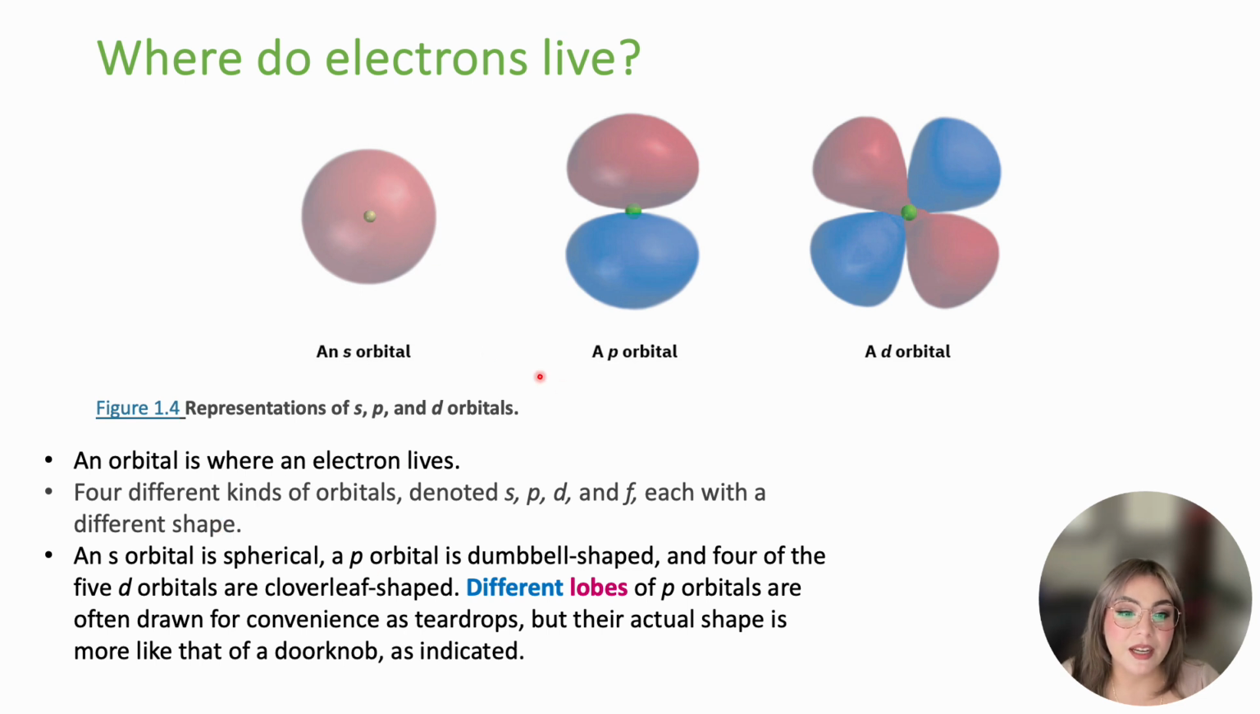So we have 4 different kinds: S, P, D. There's more, F, but that one gets kind of really complicated. P's we like to think of as a dumbbell shape, and then D orbitals are typically like 2 dumbbells kind of stacked on each other. And an S orbital is a sphere, so S sphere.